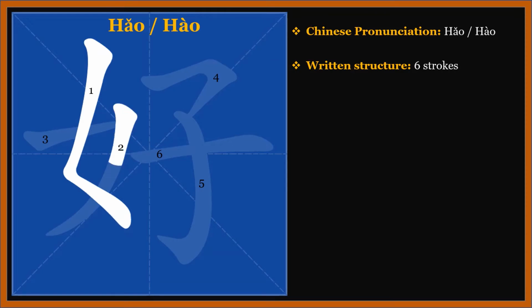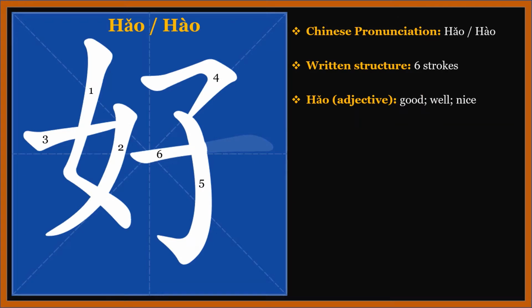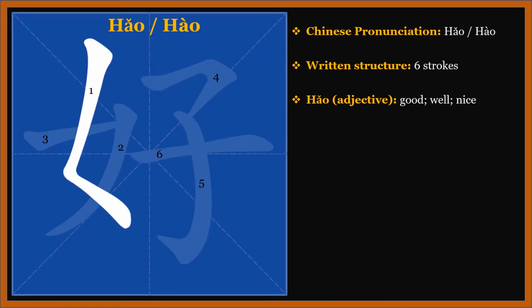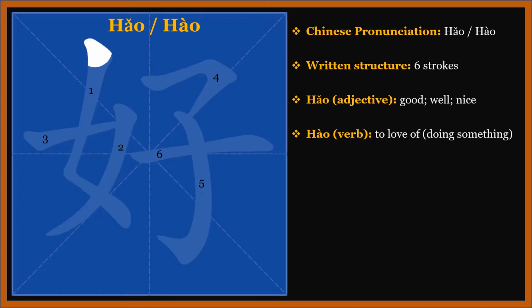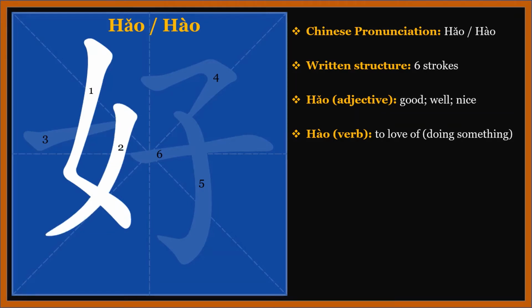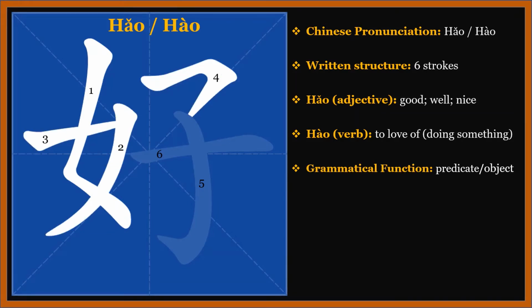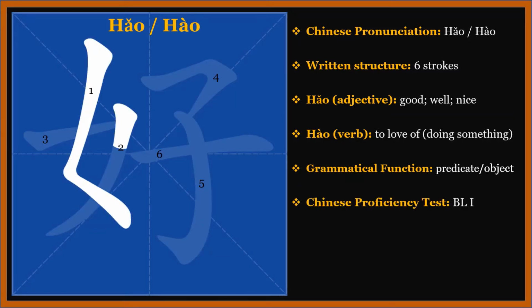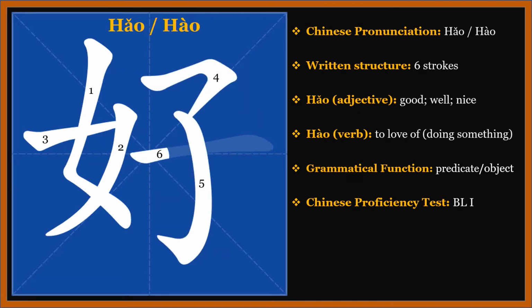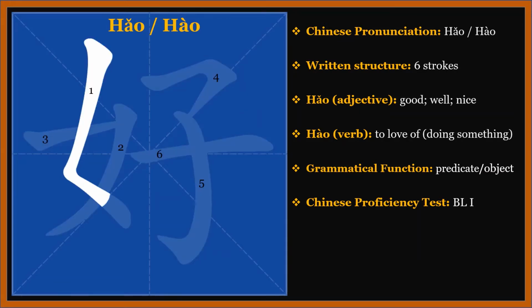When it is pronounced in the third tone, hǎo, it is used as an adjective, which means good, well, or nice. When it is pronounced in the fourth tone, hào, it is used as a verb, which means to be fond of doing something. So grammatically, hǎo can be used as a predicate or an object. Hǎo is listed as one of the most frequently used Chinese characters in the beginner level 1 program of the Chinese Proficiency Test, or HSK.